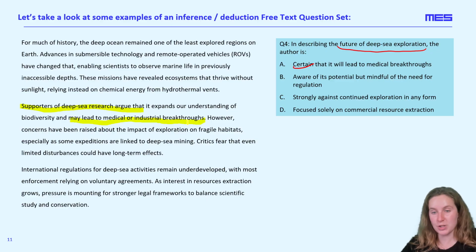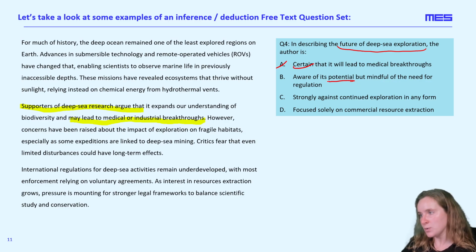So very much like the can't tell in your true, false, can't tell questions. This is something that may be the case, but we don't know. So with question A, we're going to say that's a no. B, aware of its potential but mindful of the need for regulation.